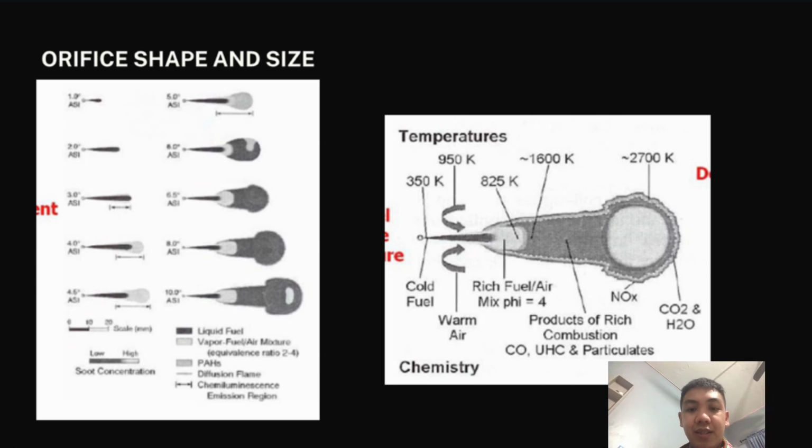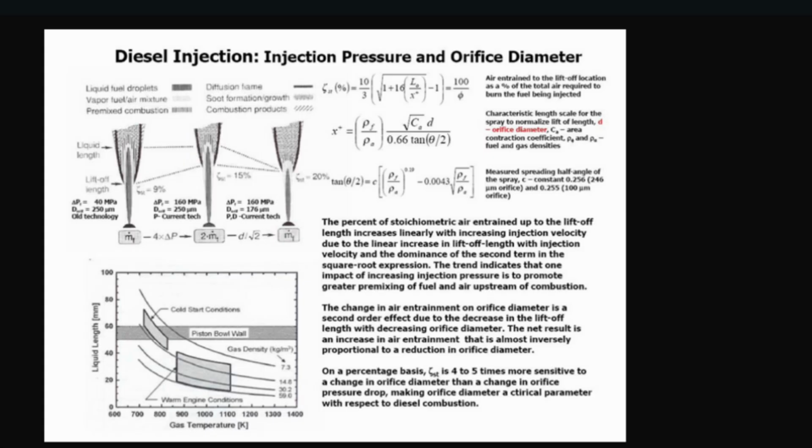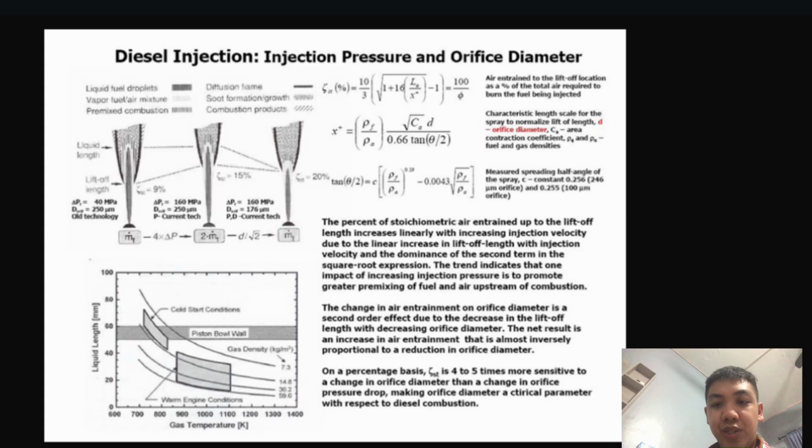Here we can see the combustion pattern, which is the ideal one, and the not ideal, the small shape of combustion pressure. The small one will not produce much power, but can reduce the emission, but it doesn't produce much power for the vehicle lah. We can see the injection pressure and orifice diameter, and here is the equation.